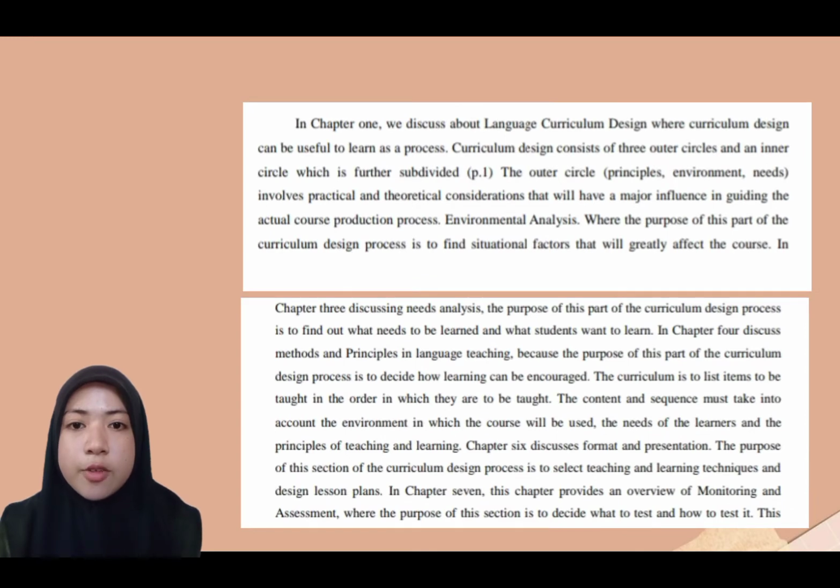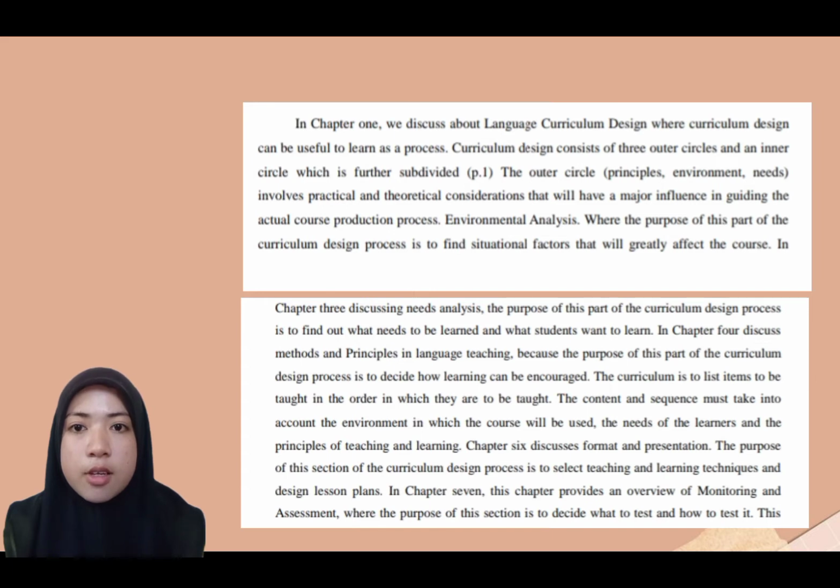In Chapter 1, we discuss linguistic curriculum design, where curriculum design can be useful to learn as a process. Curriculum design consists of three outer circles and an inner circle. The outer circle covers the principal environment analysis, where the purpose of this part of the curriculum design process is to find situational factors that will greatly affect the course.